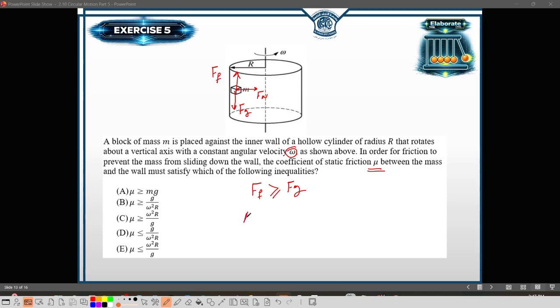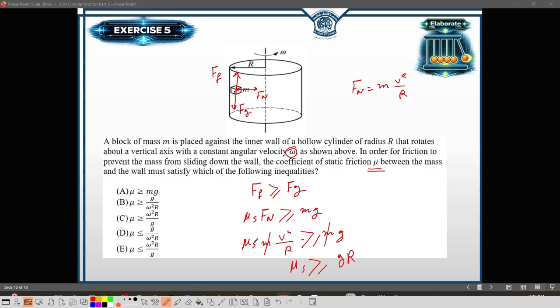The friction is given by mu s Fn, and the gravity is given by mg. Now, Fn is promoted to be the centripetal force, which means Fn can be expressed as mv squared over r. So we substitute it back here. So mu s multiplied by mass times v squared over r is greater than or equal to m times g. Now mass with mass cancels out. By moving v squared over r to the other side, the division becomes multiplication, and the multiplication becomes division. And the mu s should be greater than or equal to gr over v squared.